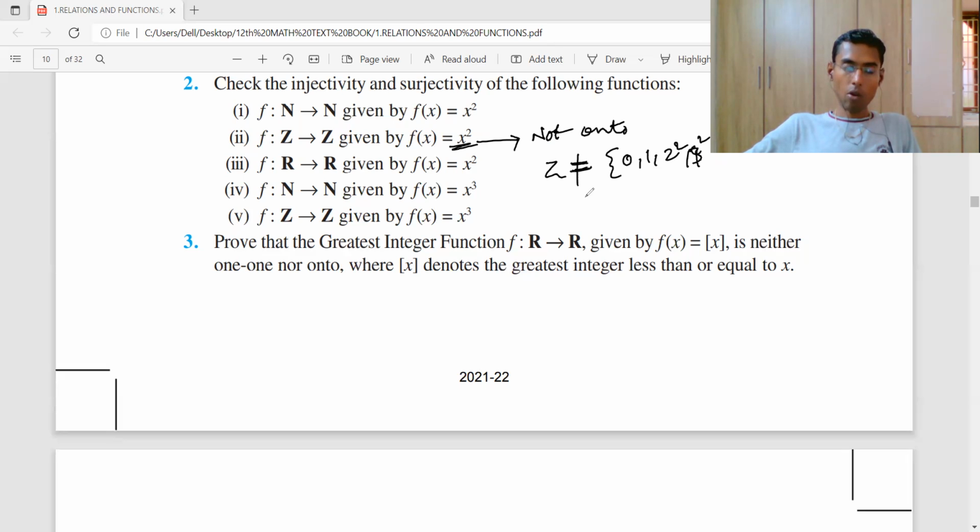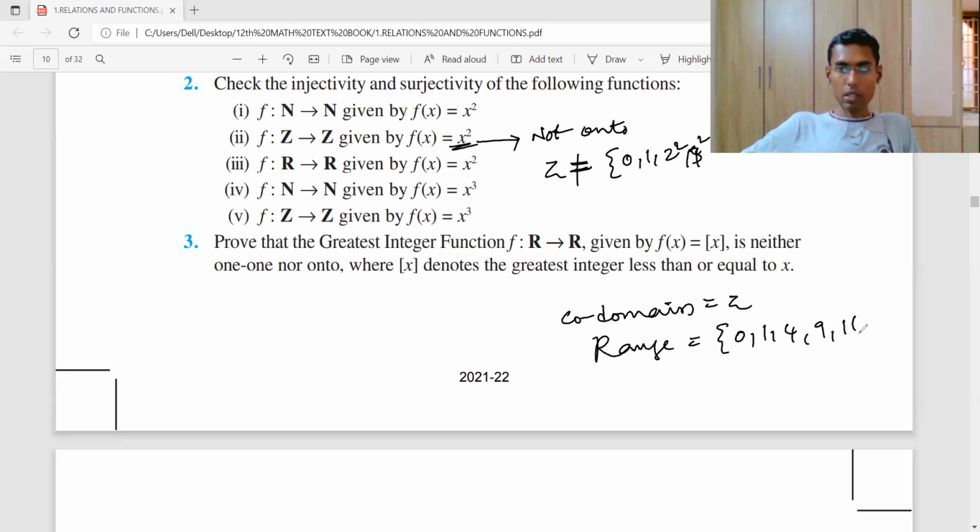For proving this, if we just write not onto because the codomain is not equal to the range, it's enough. You should write that the codomain is Z, but for the range you should write 0, 1, 4, 9, 16, perfect squares. Range means only these elements have a pre-image. So minus 1, minus 2 don't have a pre-image.